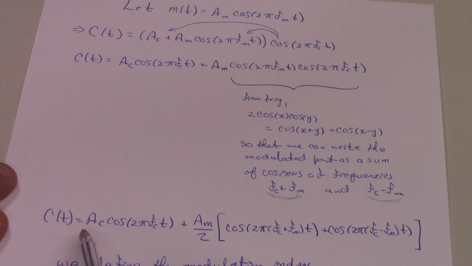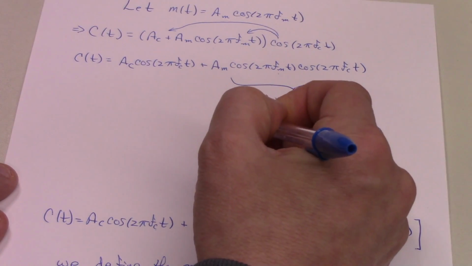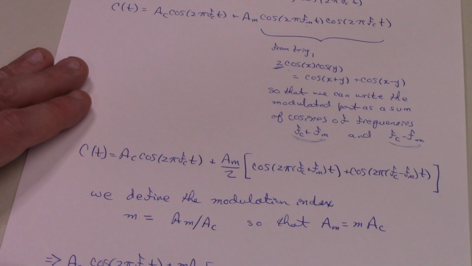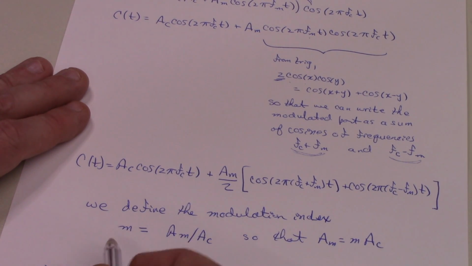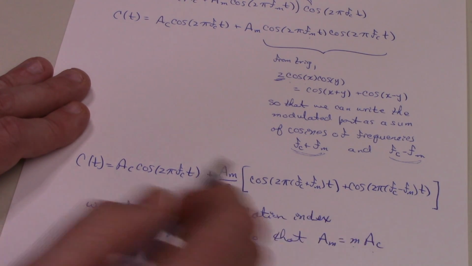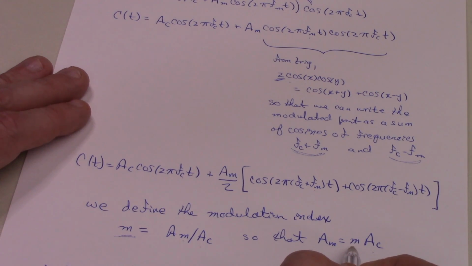Okay. So if we just do that then, we get A sub c cosine of 2 pi f c t plus A sub m over 2, right? That 2 comes from that 2 right there, times the cosine of f sub c plus f sub m t, and then cosine of f sub c minus f sub m t. Well, at this point, it's usually customary to define a constant m, which we will call the modulation index, and to express that as a ratio of the amplitude of the modulating term to the amplitude of the carrier term, so that A sub m is expressed as this constant times A sub c. And we usually take m to be between 0 and 1, although it can be greater than 1.